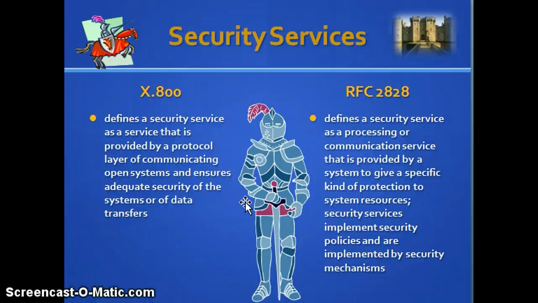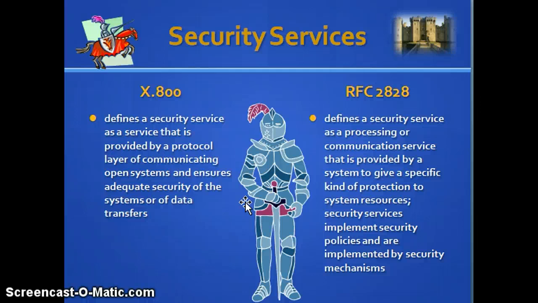Let's go to the next slide. We said that the main three issues are security services, security mechanism, and security attack. Security services are defined by X.800 or by RFC, Request for Comments, 2828. X.800 defines a security service as a service provided by a protocol layer of communicating open systems that ensures adequate security of the systems or of data transfers.